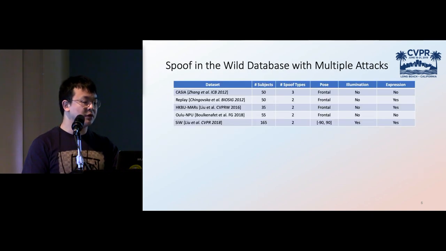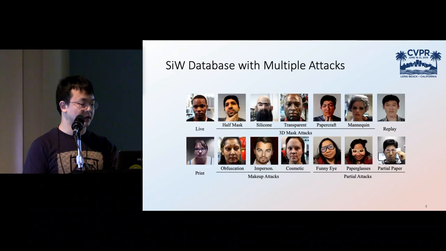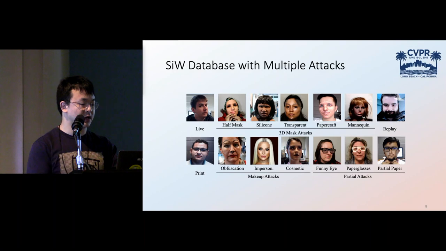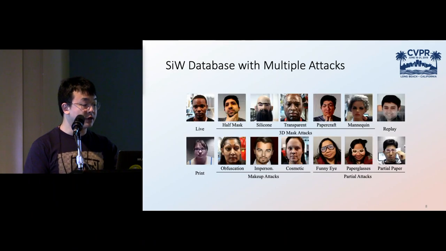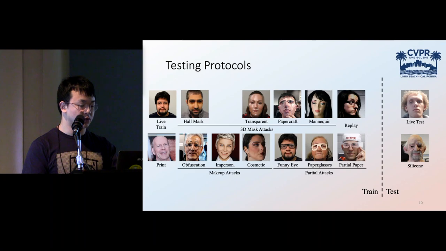Here we list the commonly used face anti-spoofing datasets. As we can see, none of them include more than three types of spoof attacks. Such datasets cannot provide enough diversity for a comprehensive study of this problem. Therefore, in this work, we propose a new database called SiW-M that includes 13 types of spoof attacks to advance the study of this problem. Specifically, we include 5 types of 3D mask attacks, 3 makeup attacks, 3 partial attacks, and print and replay attacks. To fully leverage this database, we adopt the leave-one-out testing protocol, where each time we leave one spoof type out as unknown and train with the rest of them.